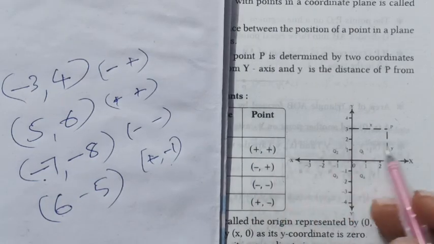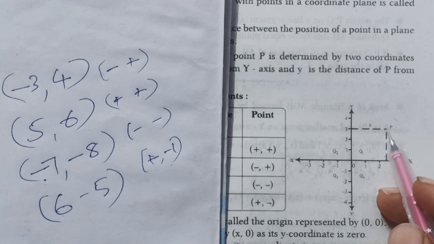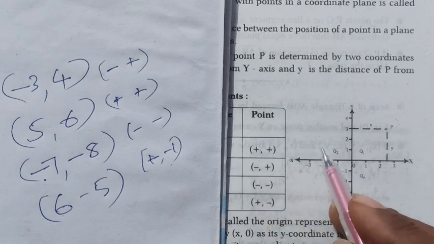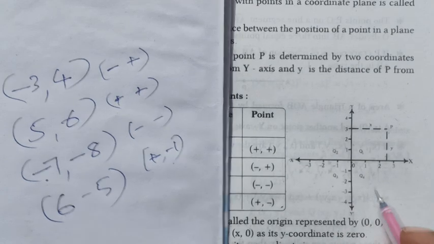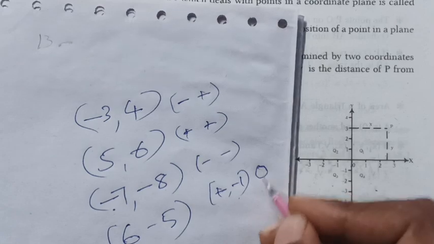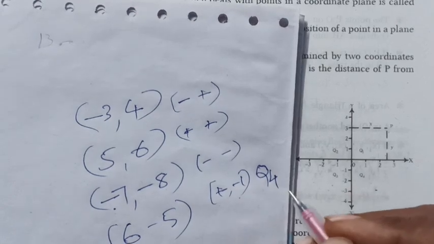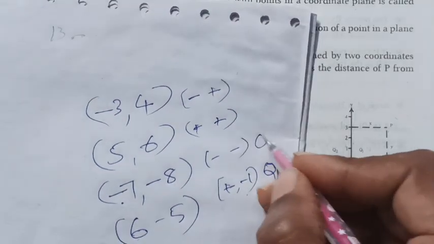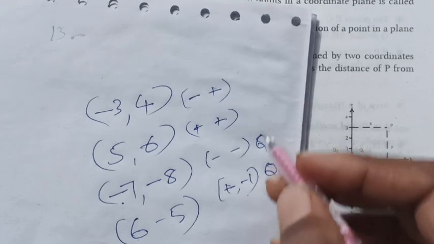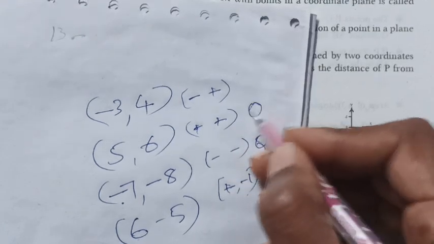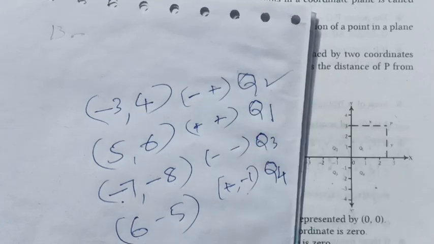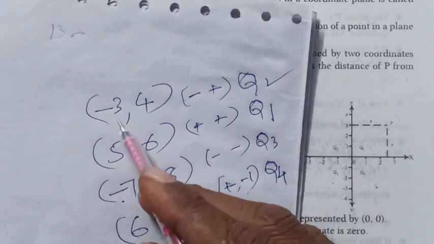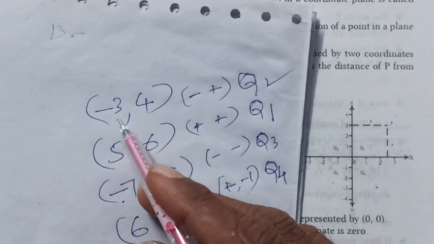Plus plus is quadrant 1. Minus plus is quadrant 2. Minus minus is quadrant 3. Plus minus is quadrant 4. So plus minus is quadrant 4, this is Q4. Minus minus is quadrant 3, that is Q3. Plus plus is Q1, quadrant 1. Minus plus is quadrant 2.